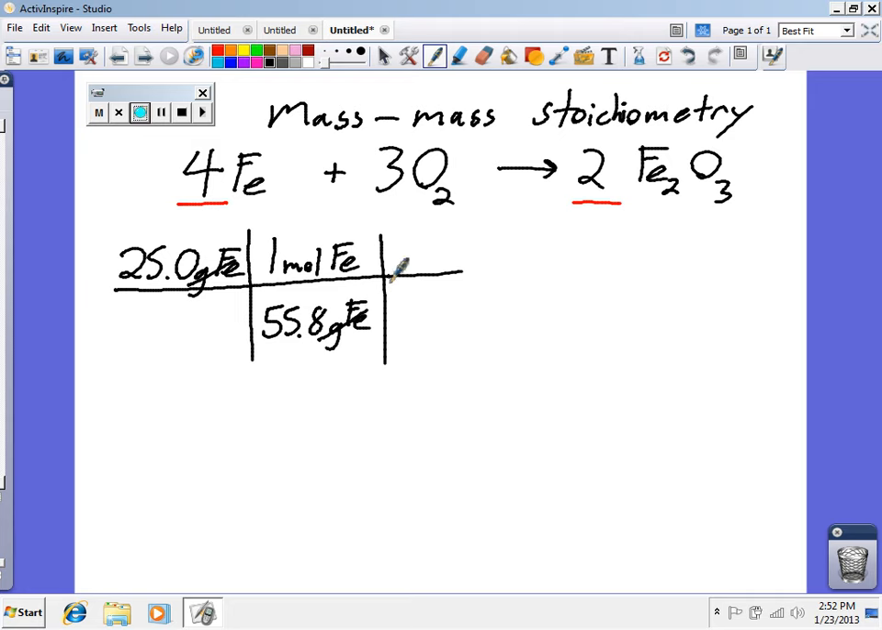Now we get to use our molar ratio of iron to iron oxide. The problem said we had an excess of O2, so we don't care about the O2 in this. We're given the amount of iron, and we're asked to find the amount of iron oxide. So it's that molar ratio that we are concerned with. Again, the 4 to 2 molar ratio.